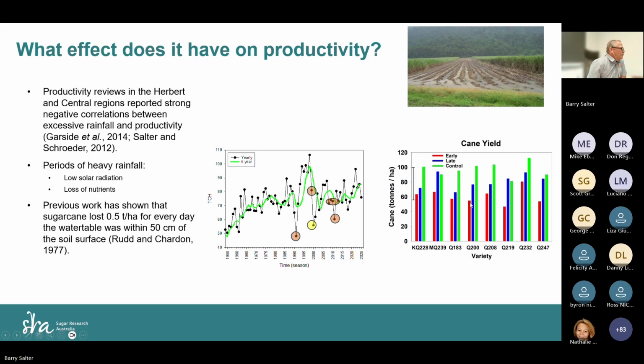Q200 lost more than 40 tonnes to the hectare when we waterlogged it for a month in January when the crop was still pretty small. And when we waterlogged it late, well, the crop is a little bit larger, but you can still see we lost 20 to 30 tonnes from the later waterlogging event. So certainly if it gets waterlogged when the crop is small, it's a much bigger effect than when it gets waterlogged when the crop is larger. It looked like there were some variety differences. So Q200 was affected pretty badly. This other variety, MQ239, seemed to do slightly better in this particular trial.